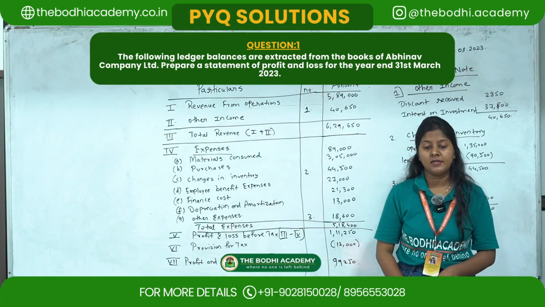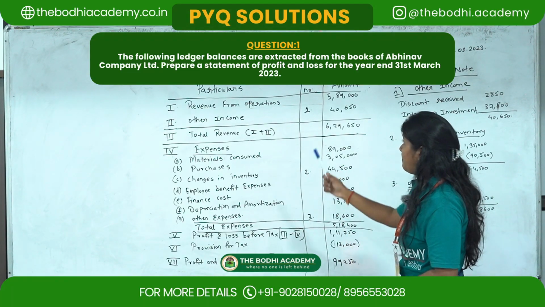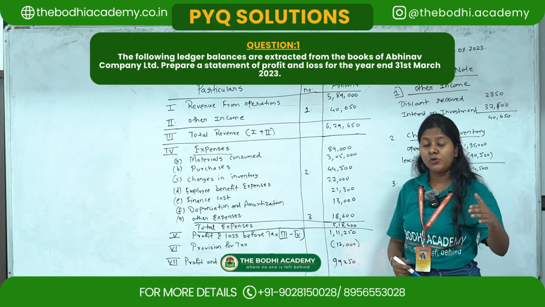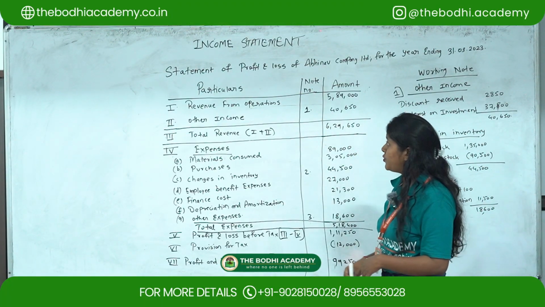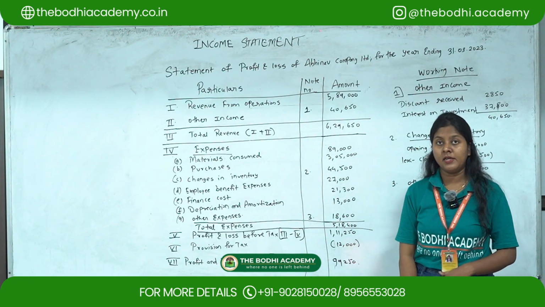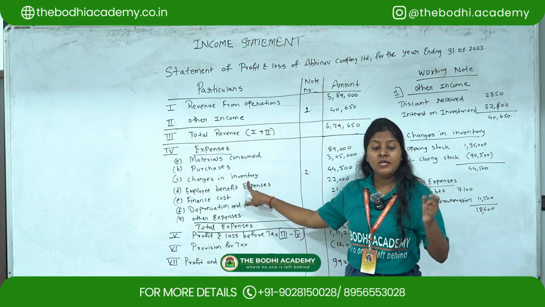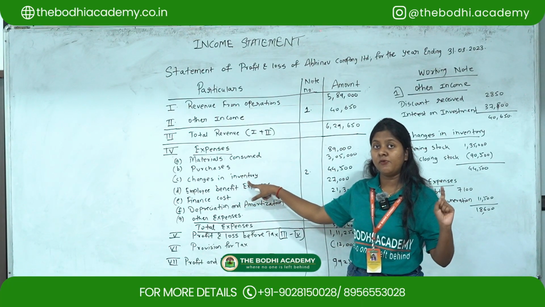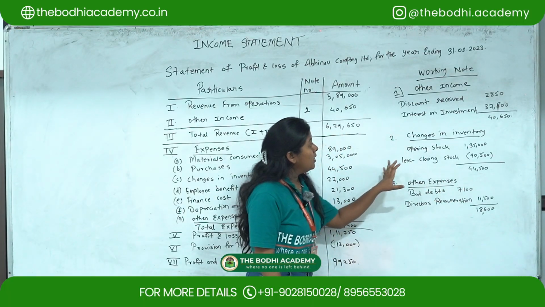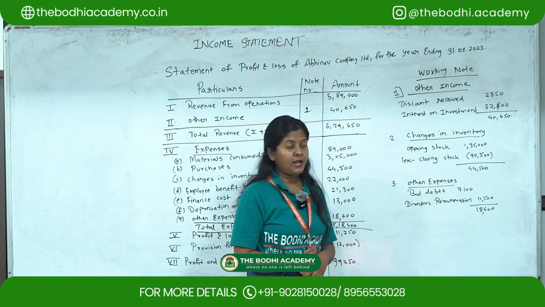The following ledger balance is extracted from the books of Abhinav Company Limited. So you have to prepare, and the heading you have to write down is statement of profit and loss. Now you have to classify all the items and you have to check under which head it is going to go. Now the first, opening inventory. Since I told inventory will go under this head, changes in inventory. Since opening inventory is there, you have to find out the closing inventory also in order to calculate it with the formula. So here in this question it is given closing inventory as 90,500.